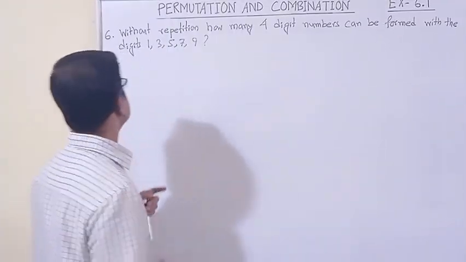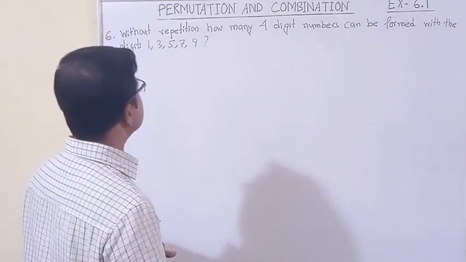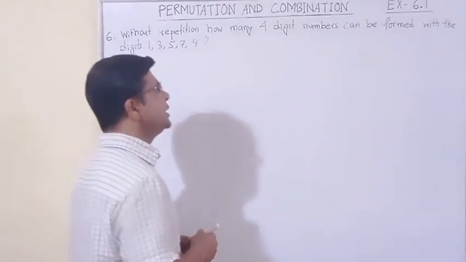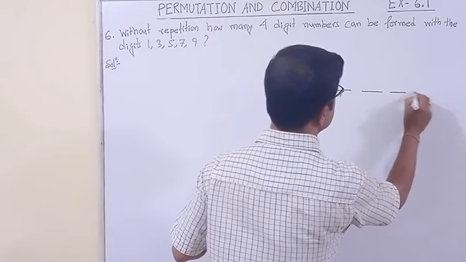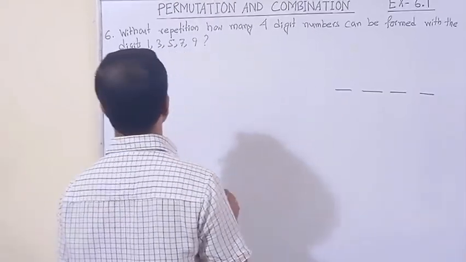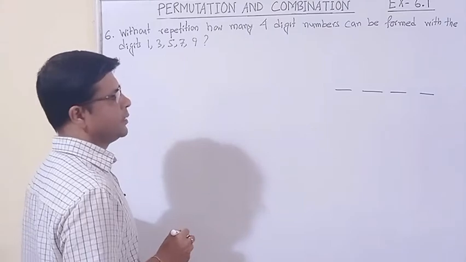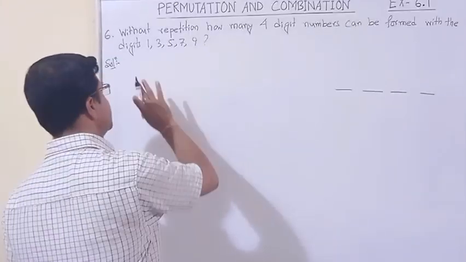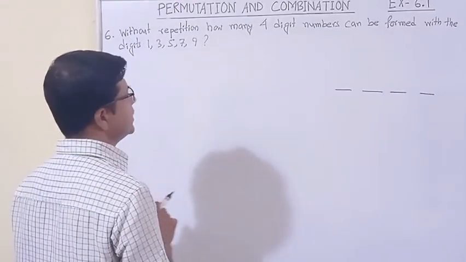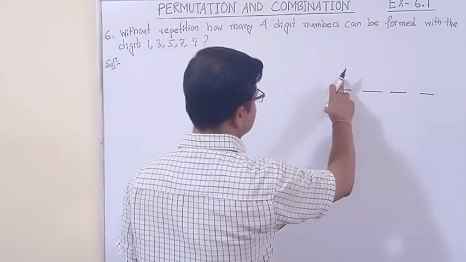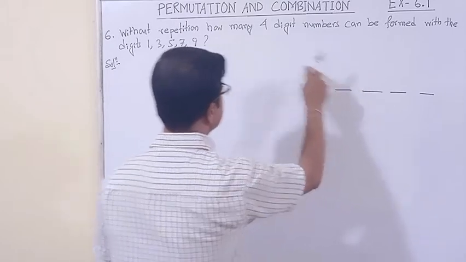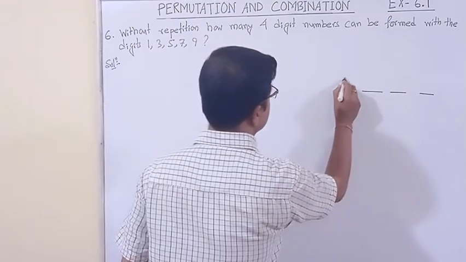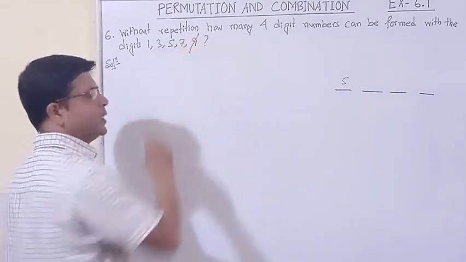We have taken question number 6. Let us read it. Without repetition, you see, the condition is that repetition is not allowed here. How many 4-digit numbers can be formed with the digits 1, 3, 5, 7, 9? Okay. So here there is no 0, so the sum is very easy. If there is 0, then we have to be a little bit careful. Now let us fill up the first place. This place can be filled up in how many ways? 1, 2, 3, 4, 5. In 5 ways.